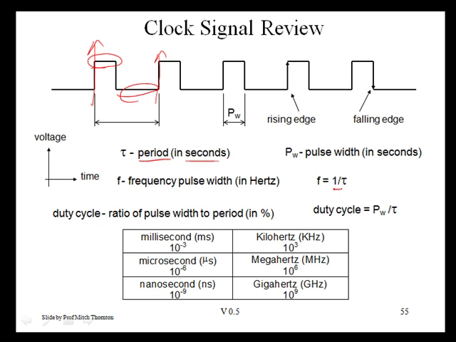1 over the period is going to be called the frequency, and we're going to measure that in hertz. We'll use various units to refer to both period and frequency. We'll use milliseconds (10^-3), microseconds (10^-6), and nanoseconds (10^-9). The corresponding frequencies are kilohertz, megahertz, and gigahertz. Typically, the high time is going to be equal to the low time, which would be a 50% duty cycle. Duty cycle is defined as the ratio of the pulse width to the period.